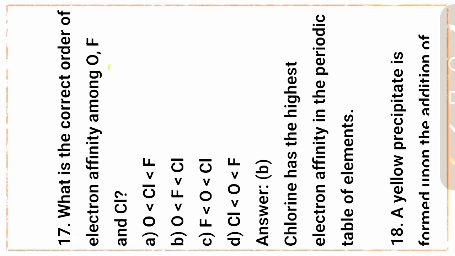What is the correct order of electron affinity among oxygen, fluorine, and chlorine? That is option B, oxygen less than fluorine less than chlorine. To explain this part, chlorine has the highest electron affinity in the periodic table of elements.